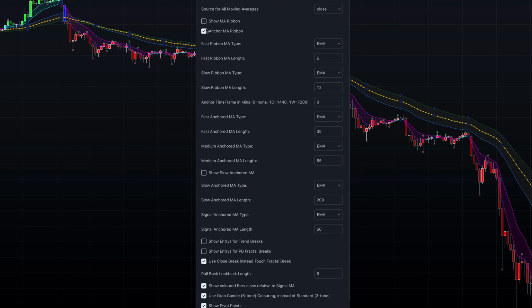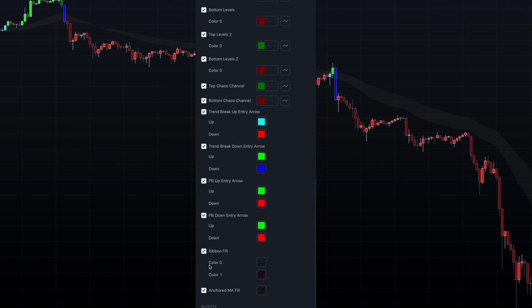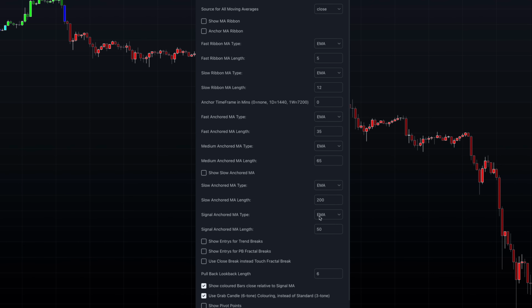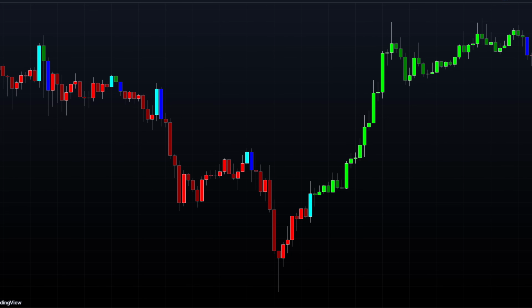Important: first, make sure to disable all additional features to keep your chart clean. Turn off the moving averages, ribbon fills, and pivot points. We only need the candlestick colors for this strategy. Change the signal line period to 20 in the indicator settings. These candles are colored based on the trend direction. Shades of green, bullish, shades of red, bearish.